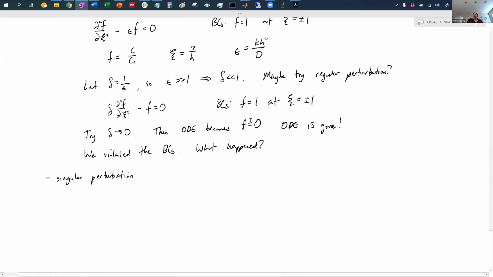Remember, as we've said so many times in this class, for every derivative, you need to have a boundary condition. And you can't have too many boundary conditions for the number of derivatives that you have.